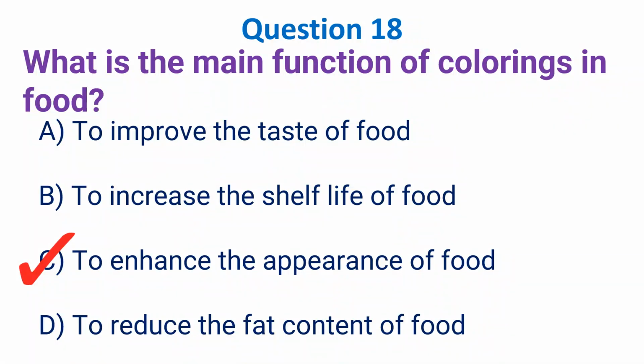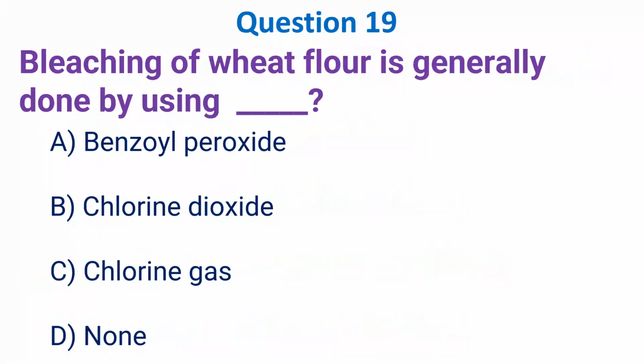To improve the taste of the food, there are certain chemicals like the monosodium glutamate which can be used, and to increase the shelf life of the food, we use preservatives. Question number 19. Bleaching of wheat flour is generally done by using, options are option A benzoyl peroxide, option B chlorine dioxide, option C chlorine gas, option D none. And the correct answer is option A benzoyl peroxide.